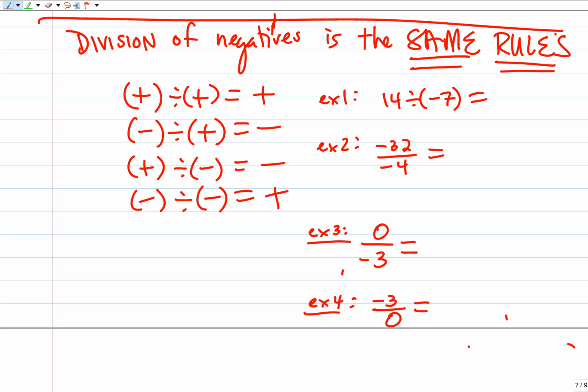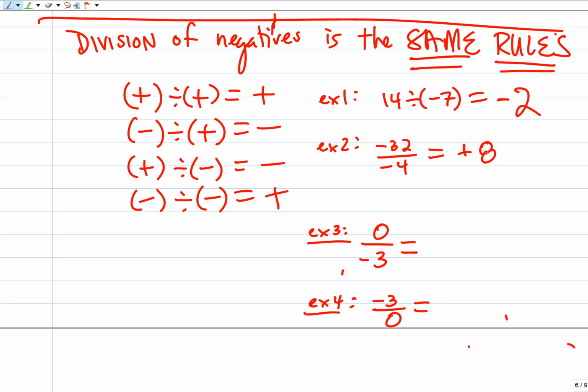14 divided by -7. How many negatives are there? 1, right? So the answer is going to be negative, and what is 14 divided by 7? 2. Right? The next one, negative 32 over negative 4. What does that over mean? It means division, right? We are dividing. How many negatives are there? A negative divided by a negative is positive, and 32 divided by 4 is 8, bingo.